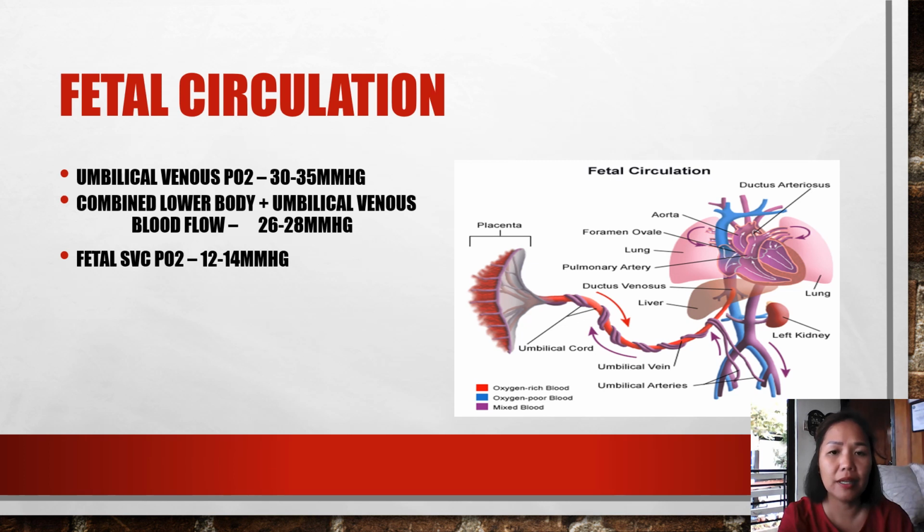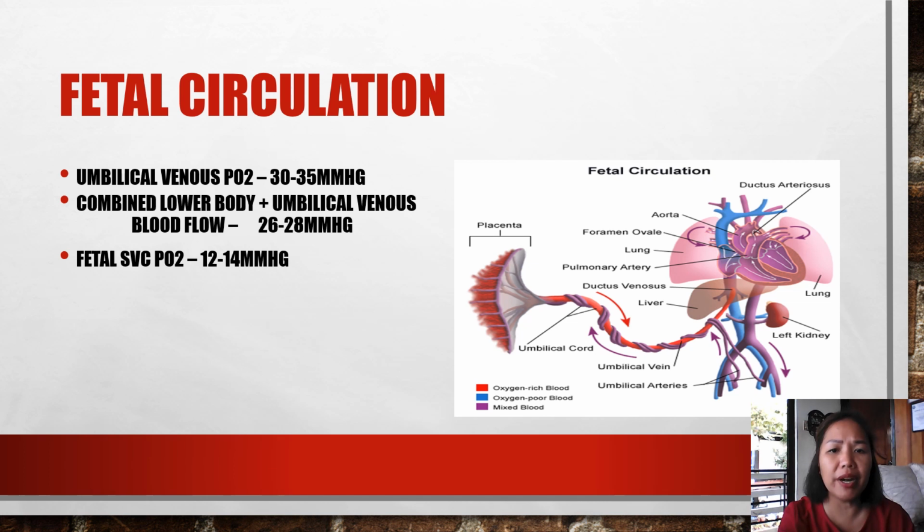So let us go now to the fetal superior vena cava. Fetal superior vena cava blood is considerably less oxygenated with a PO2 of 12 to 14 millimeters of mercury. It goes into the right atrium, then preferentially flows across the tricuspid valve instead of the foramen ovale, then to the right ventricle, then into the pulmonary artery.